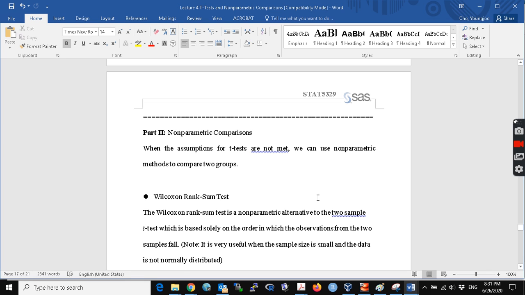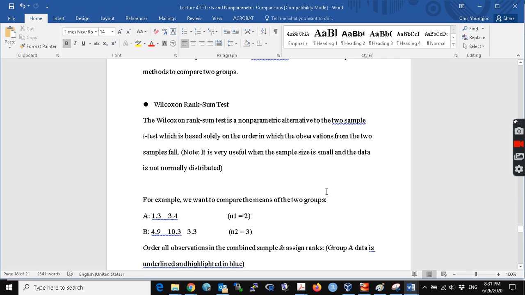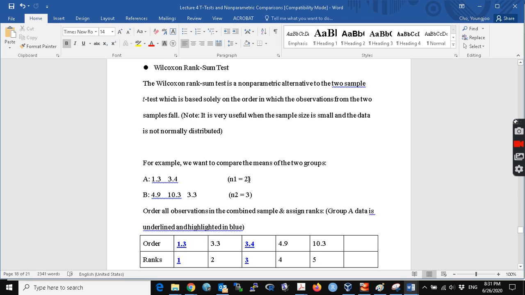And then if you do not have the assumptions for the t-test, then we can use a non-parametric test to compare two groups. This Wilcoxon rank sum test is the popular alternative to the t-test. And this is very useful when the sample size is small and the data is not normally distributed.